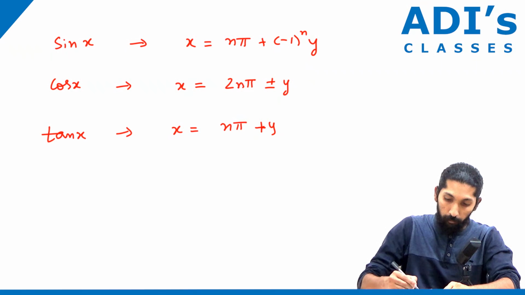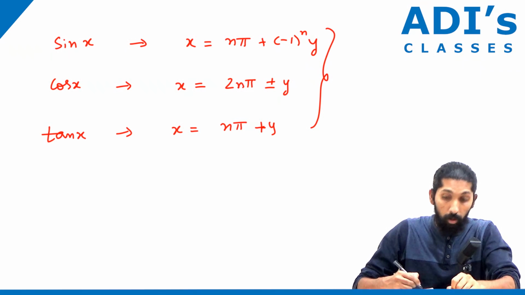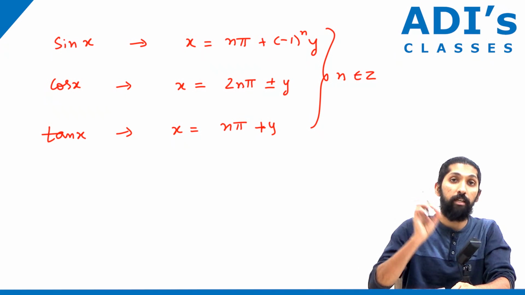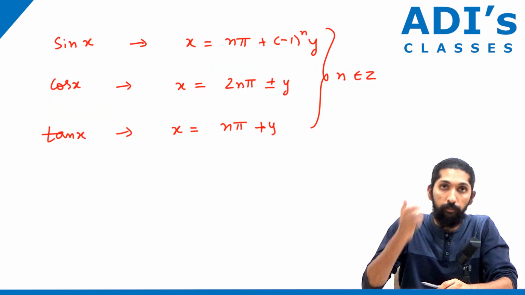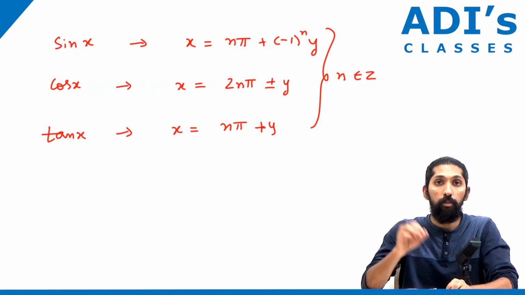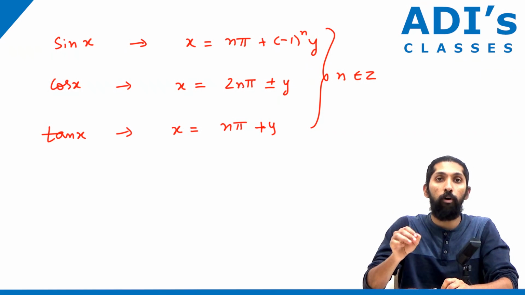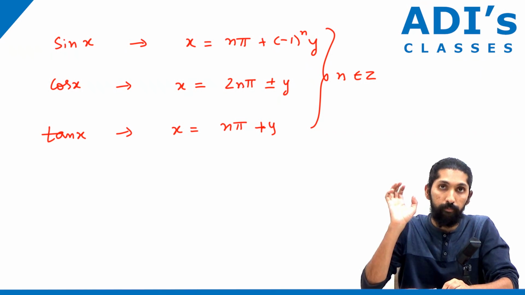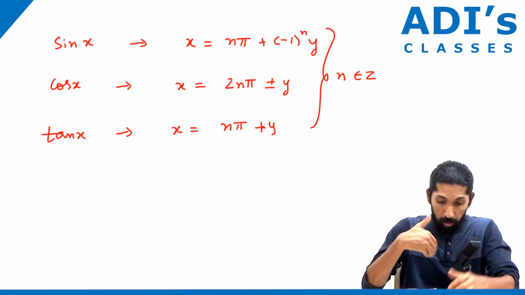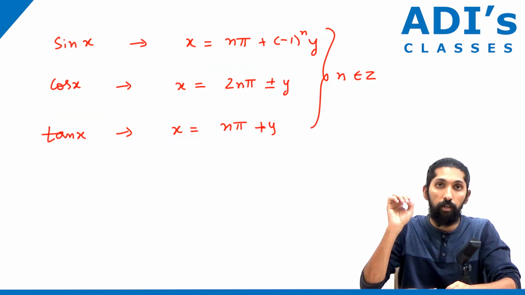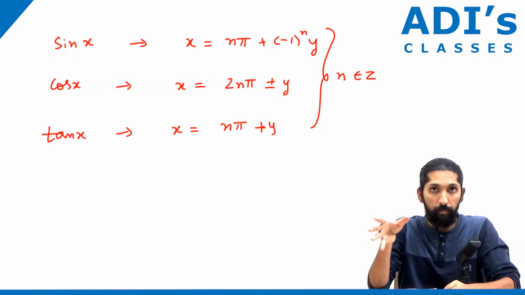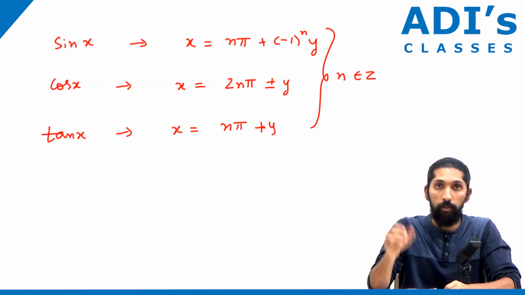Now for all the three, one thing is common, that is n belongs to Z. That is, n is a set of integers. Clear? Now, these three give you the general solution for a trigonometric function. Clear? Now, in the next video, we'll solve problems based on whatever concepts we have learned so far, that is, based on principal values and based on the general solution. Alright? So, in the next video, we'll solve problems.